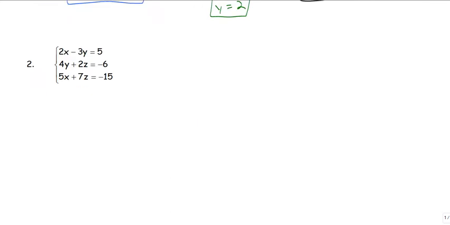Now the next one we have here, the problem we have is that we're missing a letter in each one. But that doesn't matter. We can rewrite these so that there are letters in there.